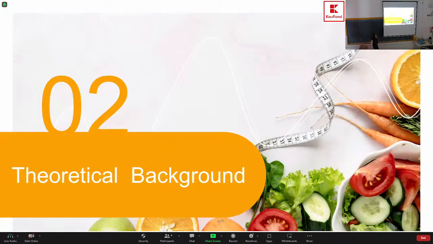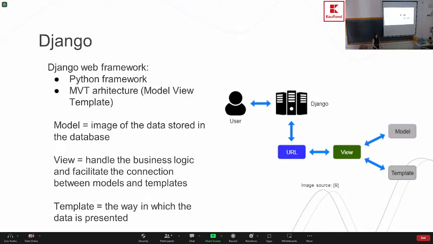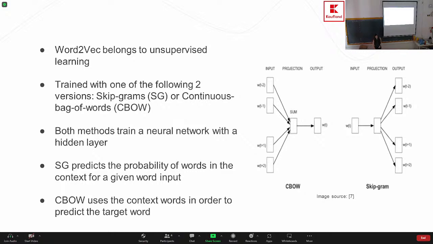As a response to these issues, the nutrition web application was developed, but firstly, let's see what was needed. The Django web framework is a Python framework, but the main difference is that while skipgram uses a word input in order to predict the context for the given word input, the continuous bag of words uses the context words in order to predict the probability of the target word being in that context.